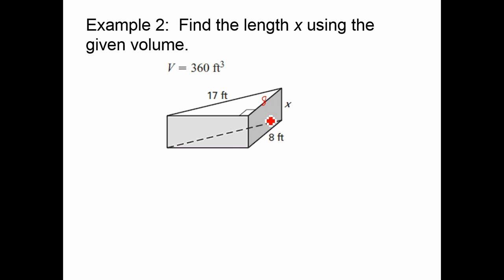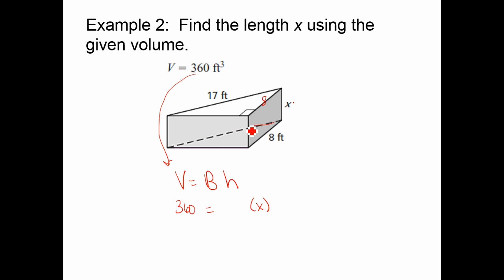This side would be 8. We need to figure out the volume by finding the area of the base times the height. We're just going to plug in the values we know. We know the volume is 360 already, so we're not actually finding that. We need to find the area of the base and multiply it by the height of the prism, which in fact happens to be x here, and that's what we're going to try to solve for.